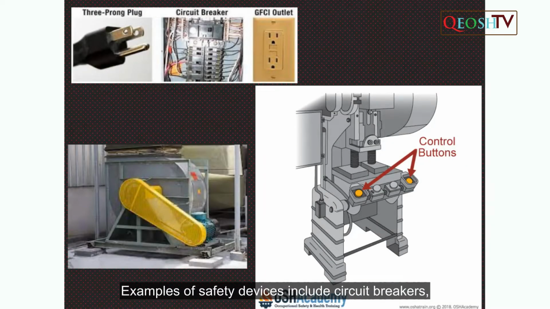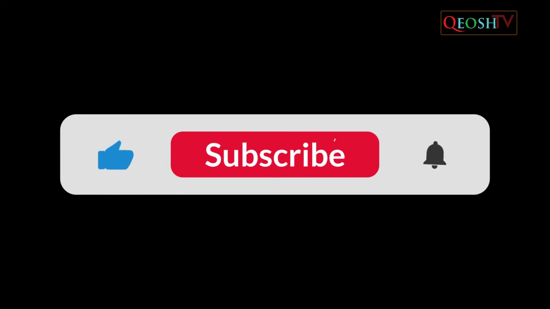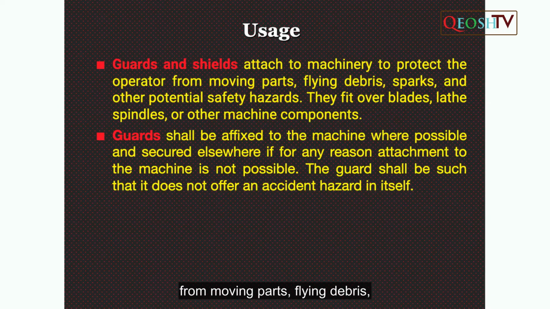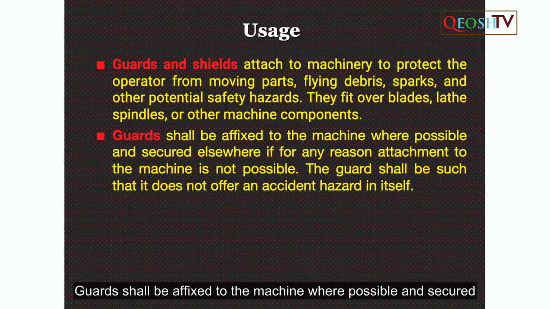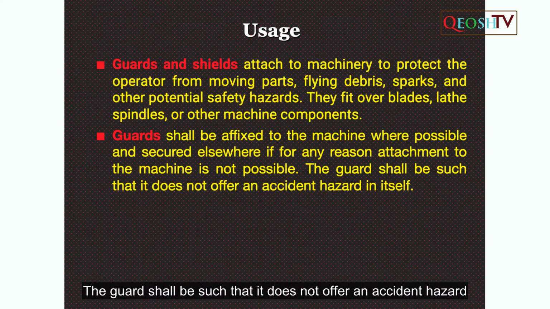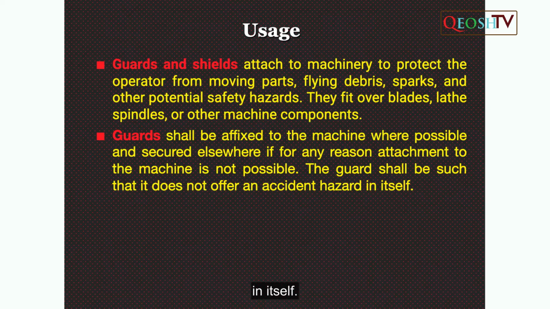Examples of safety devices include circuit breakers, GFCI outlet covers and two-point control buttons. Usage. Guards and shields attached to machinery to protect the operator from moving parts, flying debris, sparks, and other potential safety hazards. They fit over blades, lathe spindles, or other machine components. Guards shall be affixed to the machine where possible and secured elsewhere if for any reason attachment to the machine is not possible. The guard shall be such that it does not offer an accident hazard in itself.